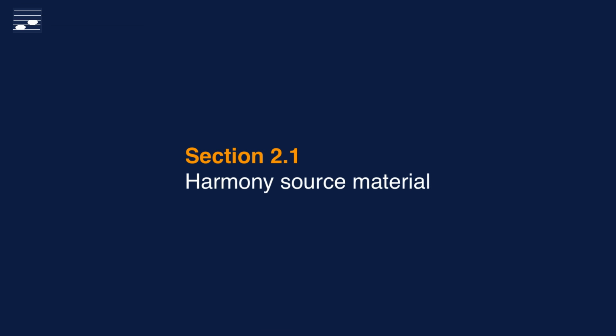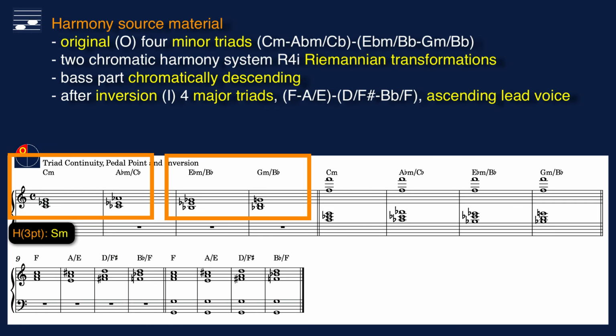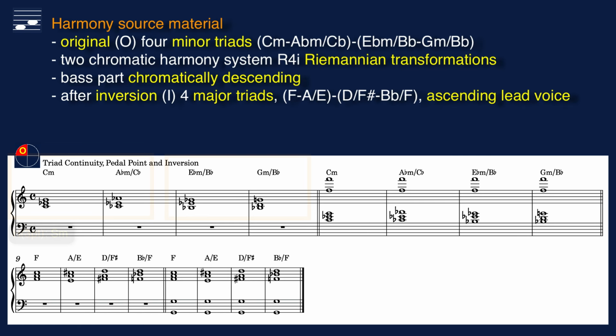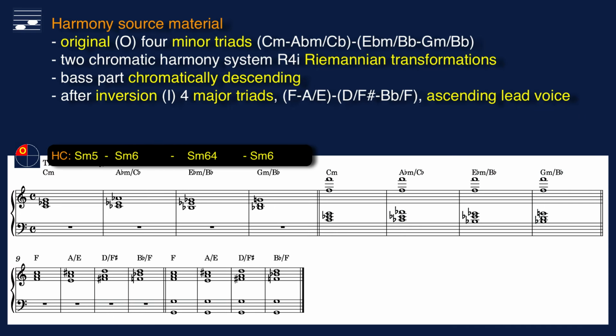The source material is a chord progression with 4 minor triads. These are 2 pairs of second-order Riemannian transformations, C minor to A flat minor and G minor to E flat minor, where the roots from each pair lie a major third, 4 semitones, apart. On my channel you'll find a set of tutorials on Riemannian transformations. The variable inversion position voicing yields a chromatically descending bass part, C to C flat to B flat.